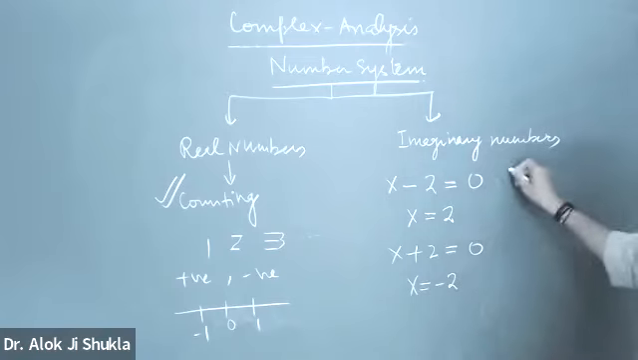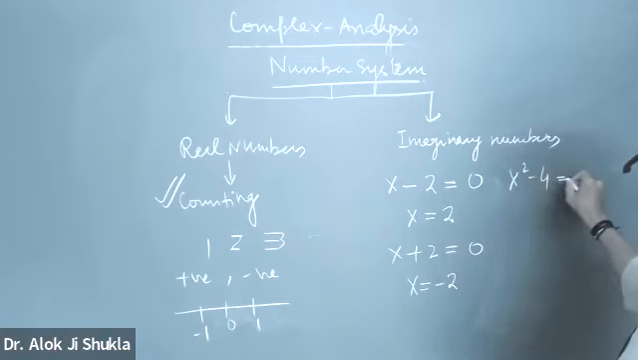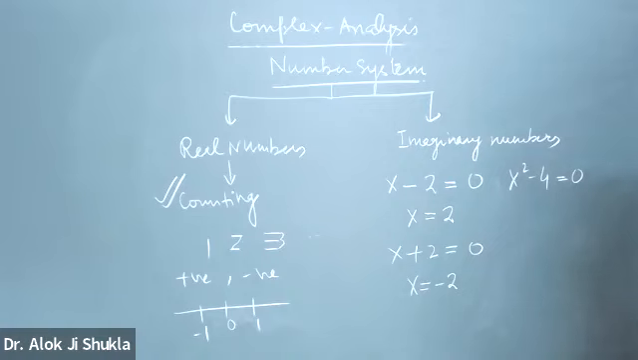Now I have an equation x square minus 4 is equal to 0. Now what is the solution? X is equal to plus 2 and minus 2. So that means if I square, this will translate into x square is equal to 4, right? So if I square 2, I get 4. If I square minus 2, again I get 4. Yes or no?